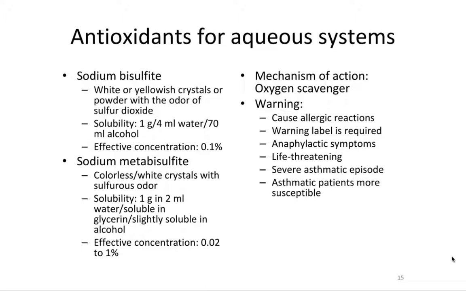Other examples for antioxidants used in aqueous systems include sodium bisulfite and sodium metabisulfite. The mechanism of action of these two sulfur-containing agents is as oxygen scavenger. However, it should be noted that there are several warnings related to use of these agents in pharmaceutical preparations. These have been found to be highly prone to produce allergic reactions. A warning label is required in formulations that contain these sulfite type agents. These have been found to produce anaphylactic symptoms.